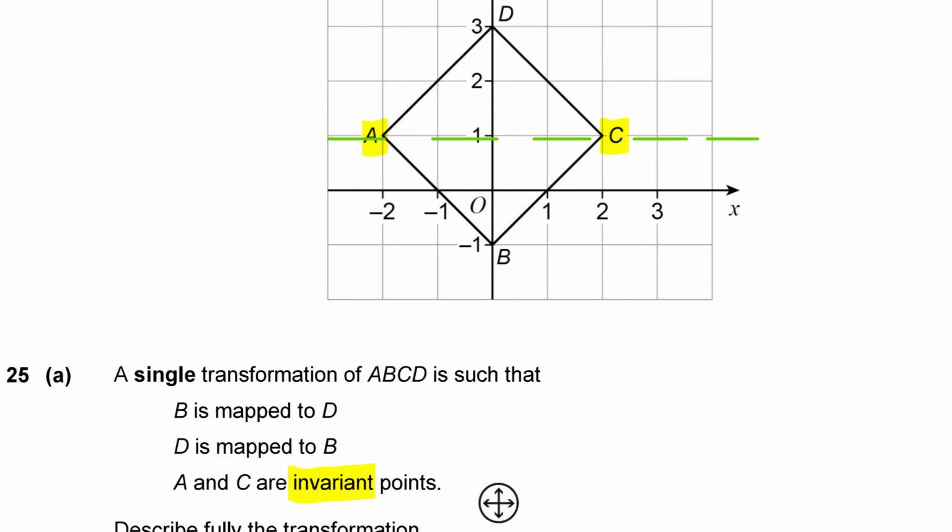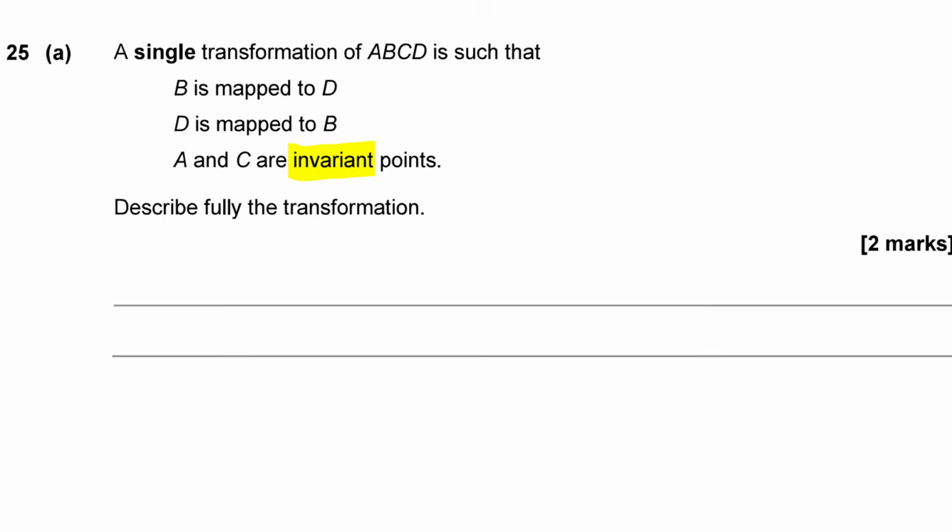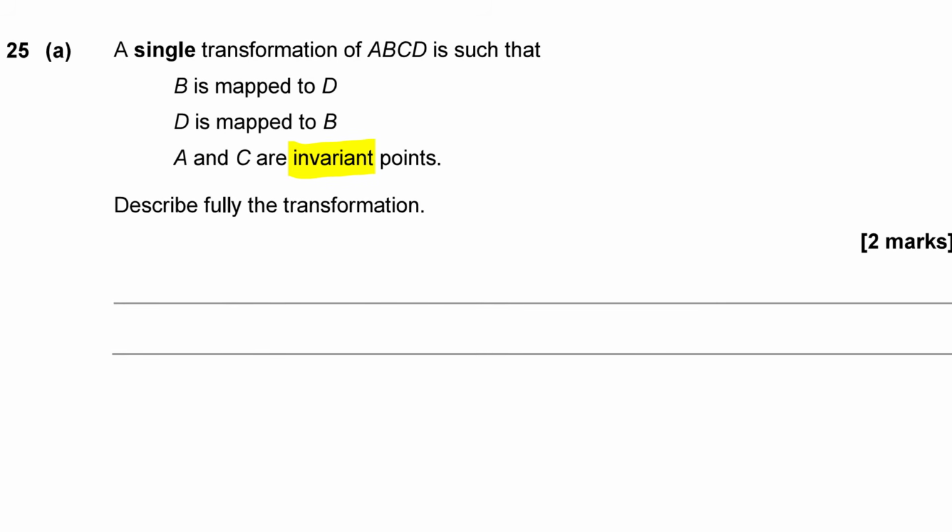It's a horizontal line, so it's parallel to the x-axis, and it's passing through this point here, isn't it? y is equal to 1. So the equation of this line is y is equal to 1. Okay, so we're just going to write that down now. So it's a reflection in the line y = 1.